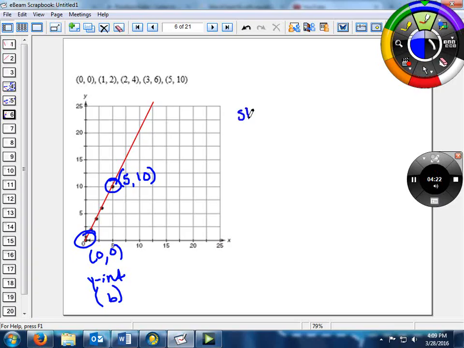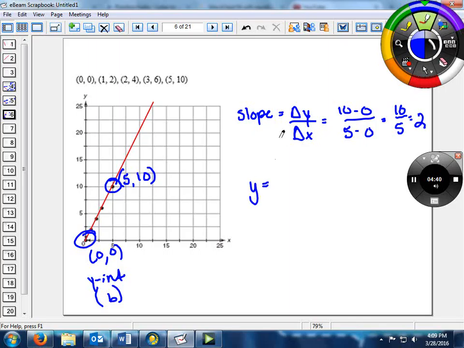So to find my slope, delta y over delta x. That would be 10 minus 0 over 5 minus 0, which gives me 10 over 5. And that is going to simplify down to 2. So my equation, y equals, my slope is 2x plus 0. I can simplify that down by just saying y equals 2x. Very good.